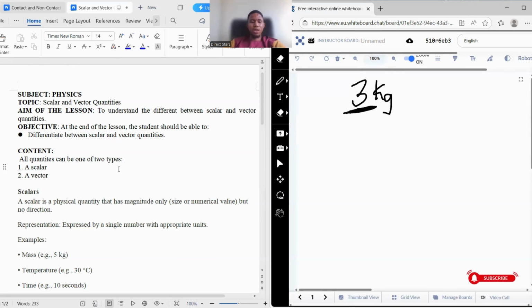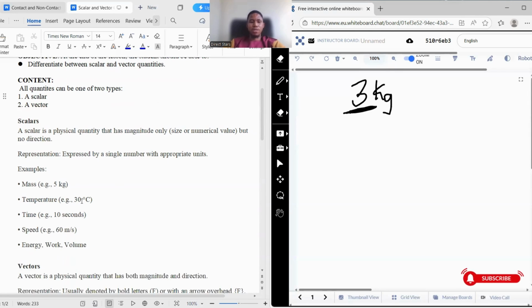So we have different examples of that. We have mass, temperature, time, seconds, speed in 60 meters per second, energy, joules, work, volume. All these are scalar quantities because they show just the magnitude without the direction.